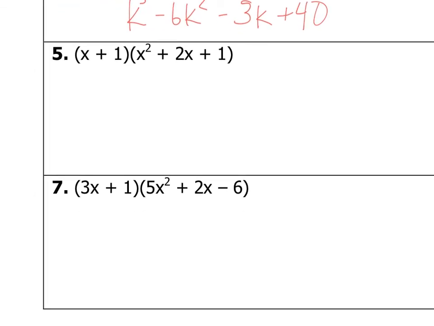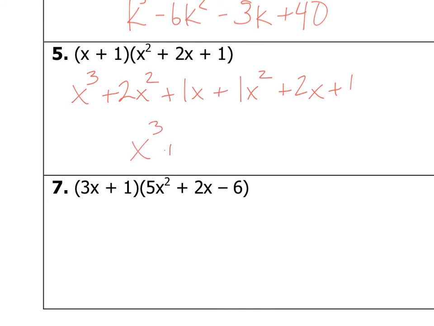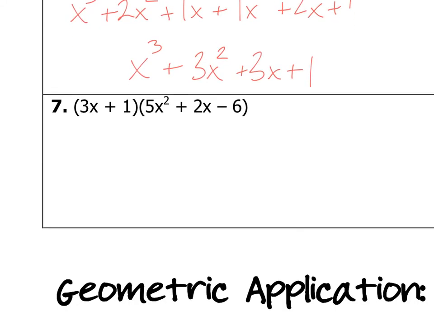All right, nothing crazy here. X, here we go. X cubed plus 2x squared plus, you can write x or you can write 1x. I'm fine with either of those. Then I've got 1x squared plus 2x plus 1. All right, let's combine our like terms. 3x squared plus 3x plus 1.